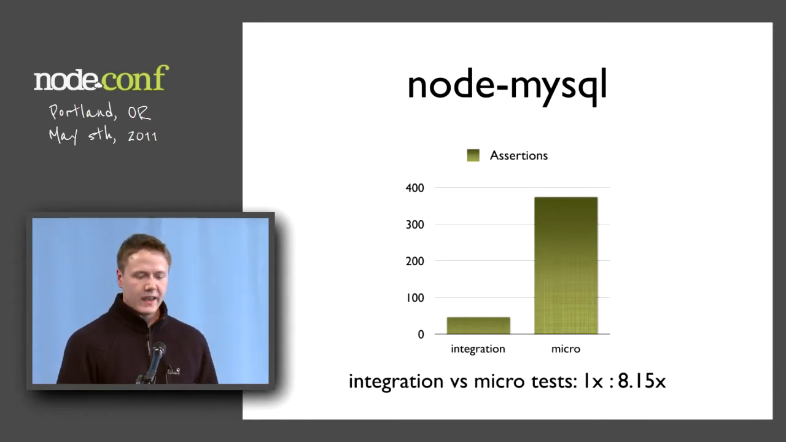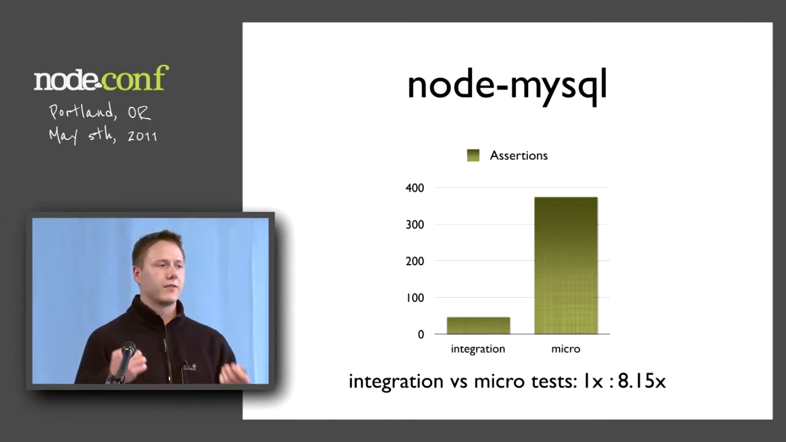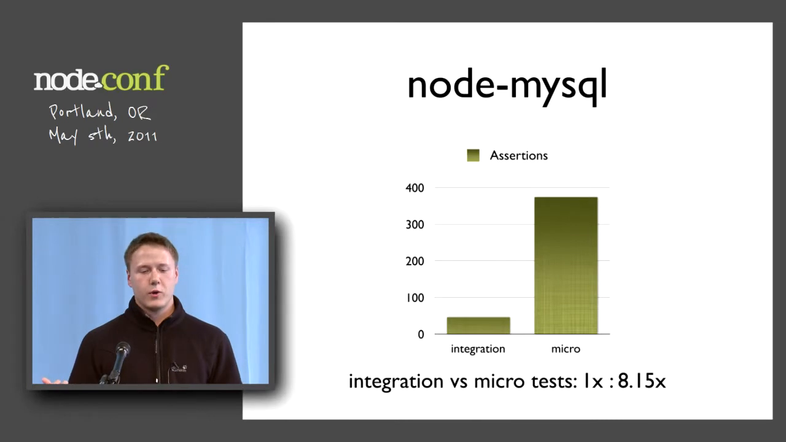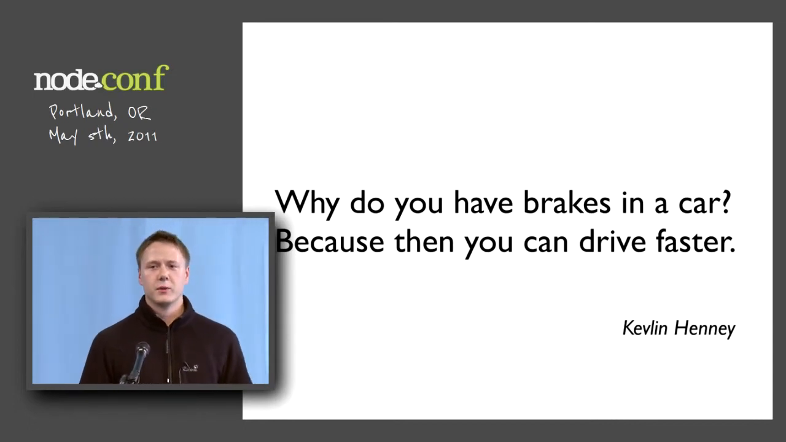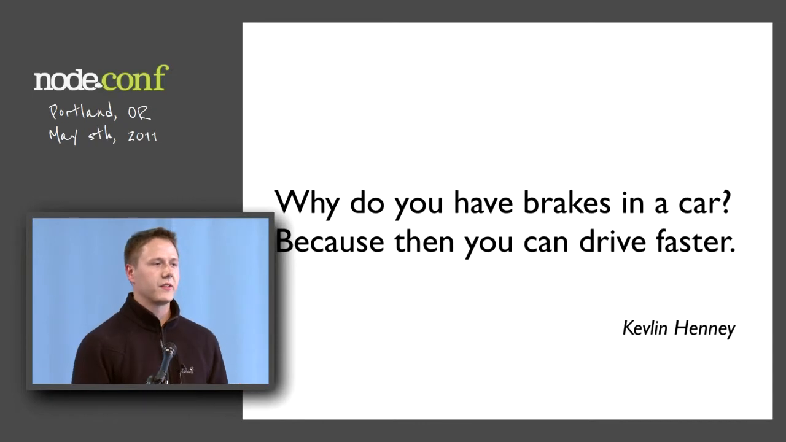So to finish this up, yes, this is a lot of code, and it feels like it slows you down. But one really good quote on the subject is, why do you have brakes in a car? They're not there to go slower. They're actually there to go faster, because you can speed up to a curve, hit the brake and slim around it. And that's what we really see with this.